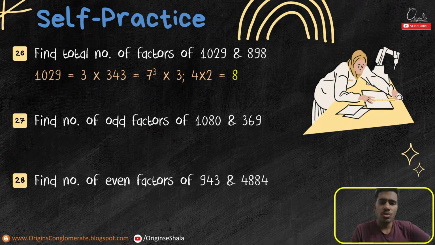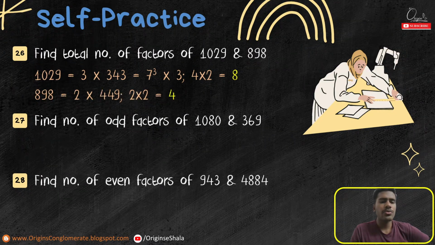So yeah, 7 cube into 3. So powers of 3 and 1. I will add 1, and I will be left with 8. As for 889, the only way it can be split is 2 into 449. Apart from that, there are no methods to split because 449 is a prime. You can even check it on Google. So the TNF would be 4, adding 1 to both of their powers.